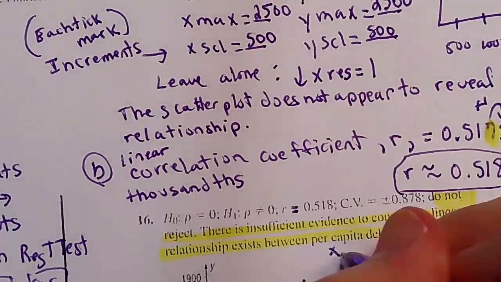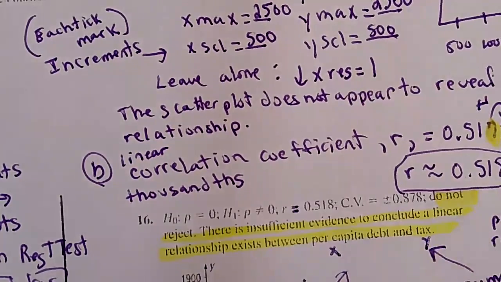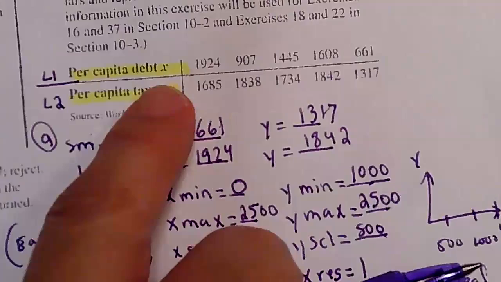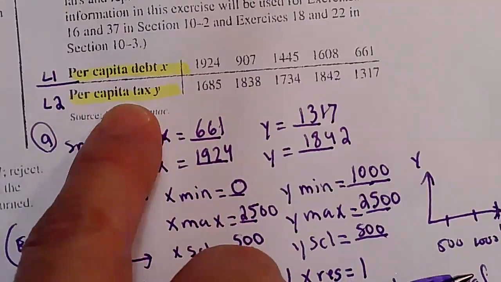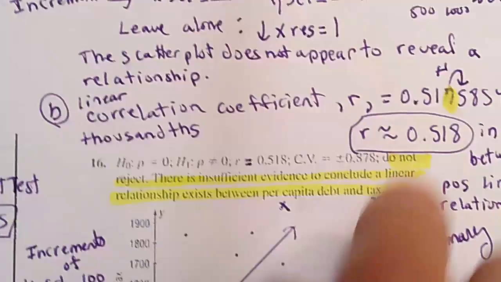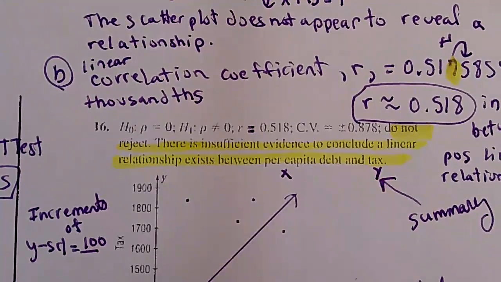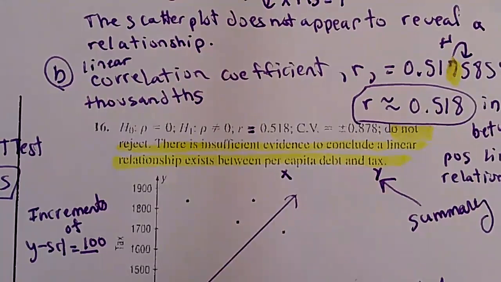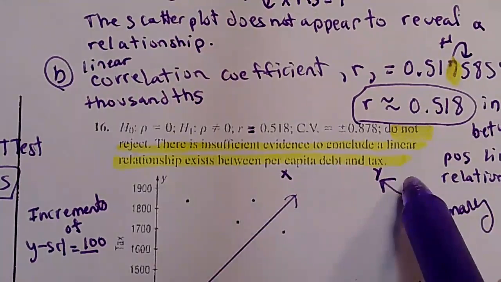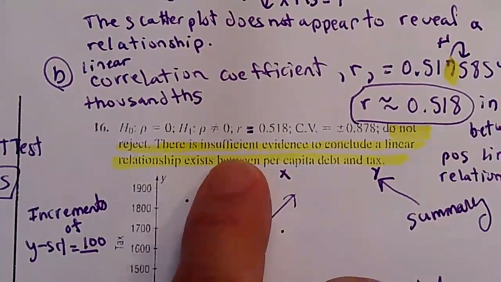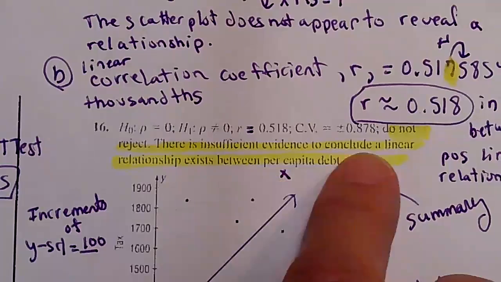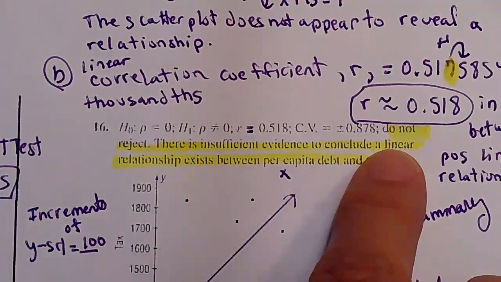The x is the per capita debt, and the y is the per capita tax. Remember, we saw that over here. So we have that here, and that's our summary. On the quiz and on your homework, I believe it'll have both write-ups, like there is a relationship or there's not a relationship. In this case, because you're not rejecting the null, you're summarizing that there's not a relationship: do not reject. There is insufficient evidence to conclude a linear relationship exists.